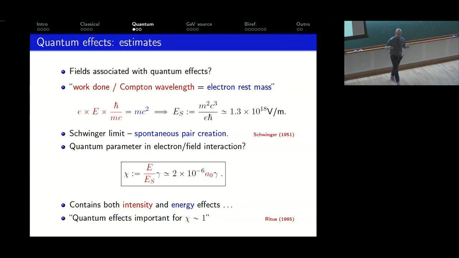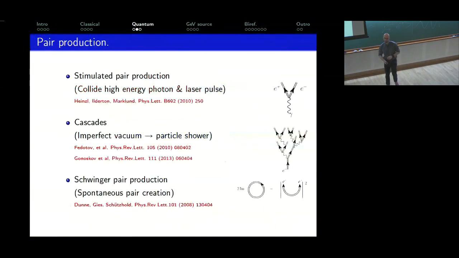And the kind of literature standard line is that quantum effects become important for chi of order 1. Okay, just like relativistic effects became important for a0 of order 1. What kind of effects are they? Well, for chi of order 1, you get various kinds of pair production effects. So stimulated pair production, if you fire a high energy photon into your laser, you'll create pairs. Feynman diagram. You get cascades.